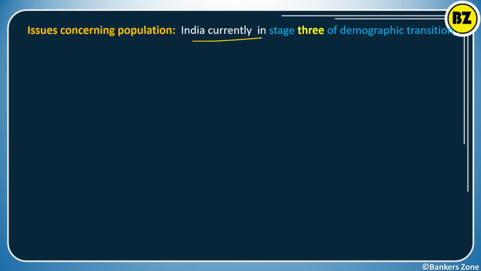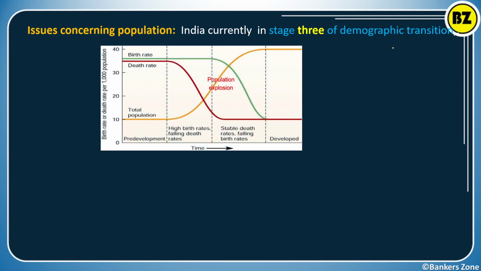India is currently in stage 3 of the demographic transition. I have told you previously that we are in stage 3. Here we will discuss in detail what the stages of the demographic transition are. Now through the diagram you will get it. Notice, you have to understand here, this is the population growth. This yellow line is population growth. Now see, this red line is the birth rate, right?